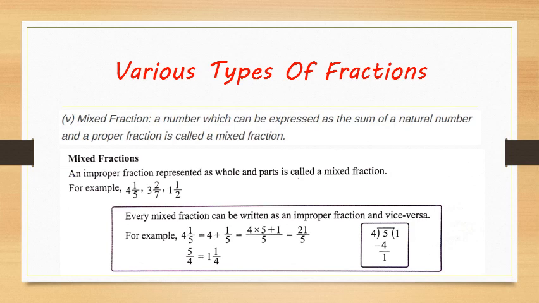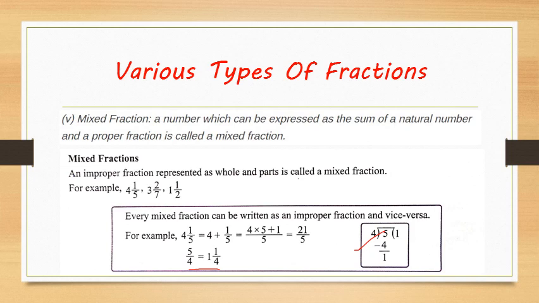Now when we're talking about 5 by 4, which is an improper fraction, we have to convert it into a mixed fraction. So we have to divide the numerator by the denominator. So here we are having a division.